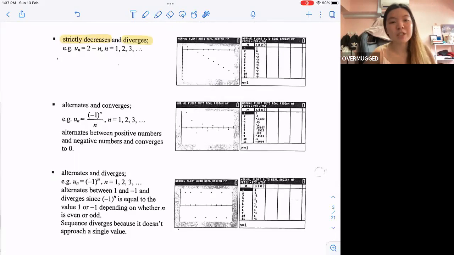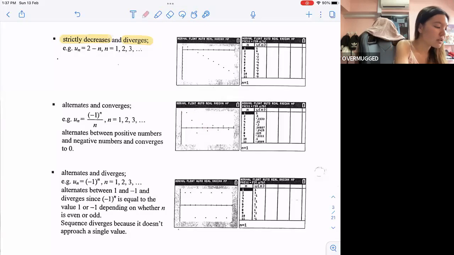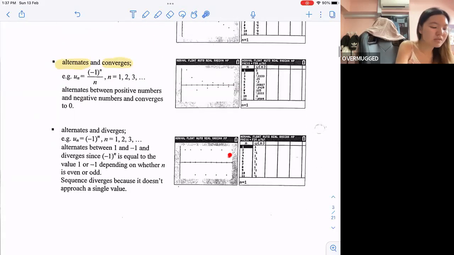And then we have our special ones here, where you see it alternates. We have a plot here, then here, here, then here. It alternates, but in this case, even though it's alternating, it actually converges towards the x-axis. It converges towards y equals 0. It converges towards 0.